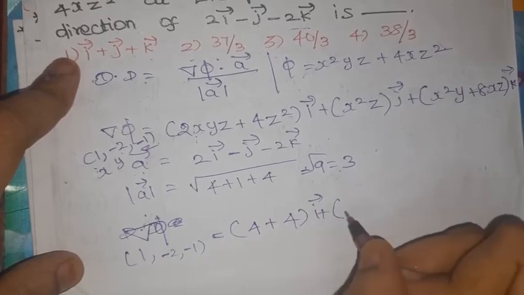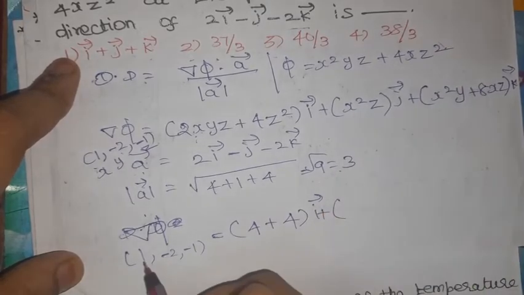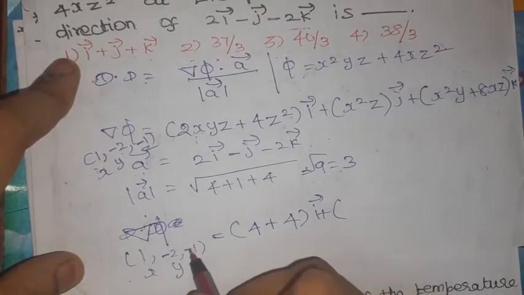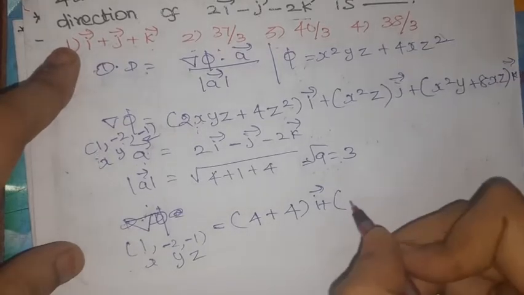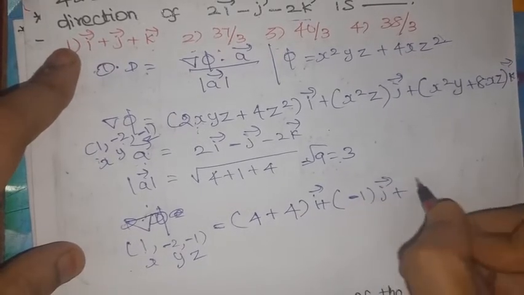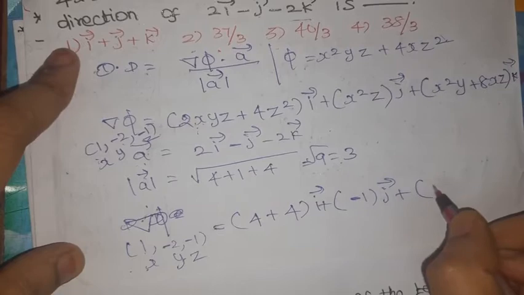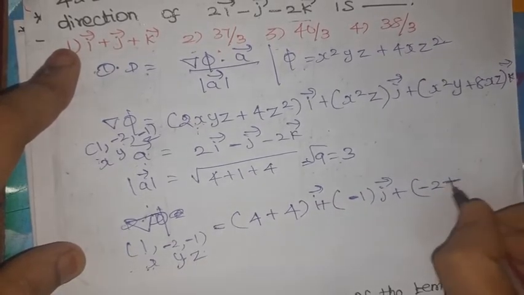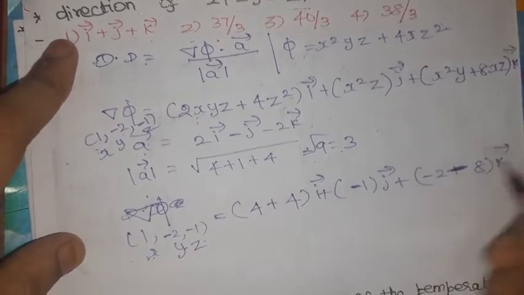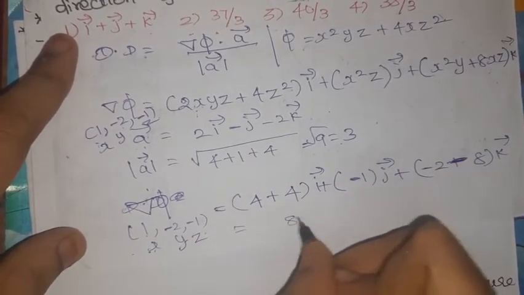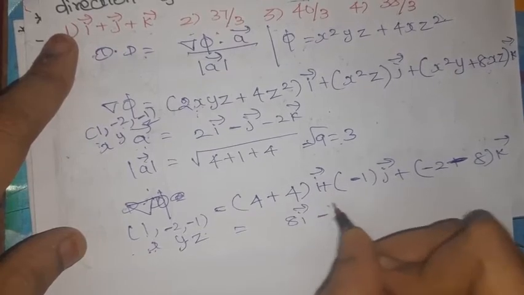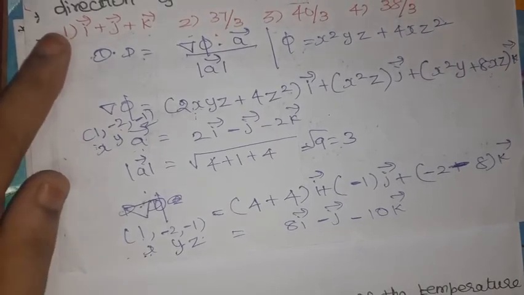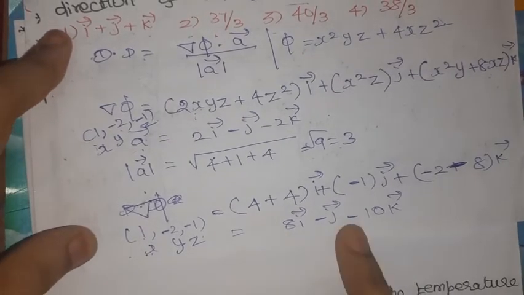Then plus x squared is nothing but 1 only, this is x, y, z, x squared is z. So x squared is z means minus 1 into j, plus x squared y minus 2 plus 8xz, xz value minus 1, so minus 8k. So what is del phi value? 8i minus j minus 10k. So this is del phi at this point.